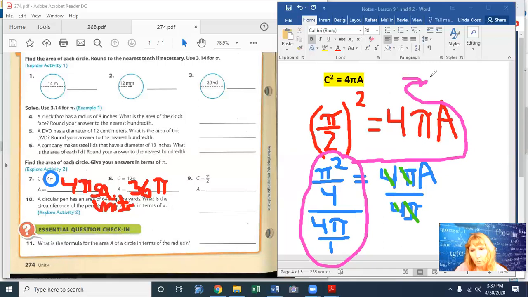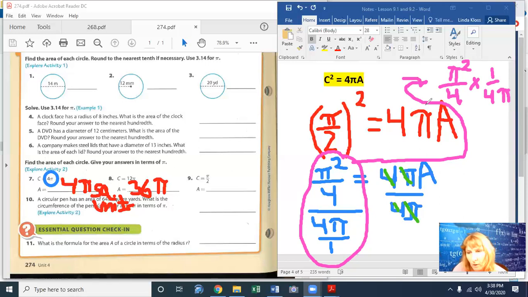And I'm going to do pi squared over 4 times the reciprocal of 4 pi over 1. So 1 on the top, 4 pi on the bottom, like that. Now, can anything cancel out is the next question.